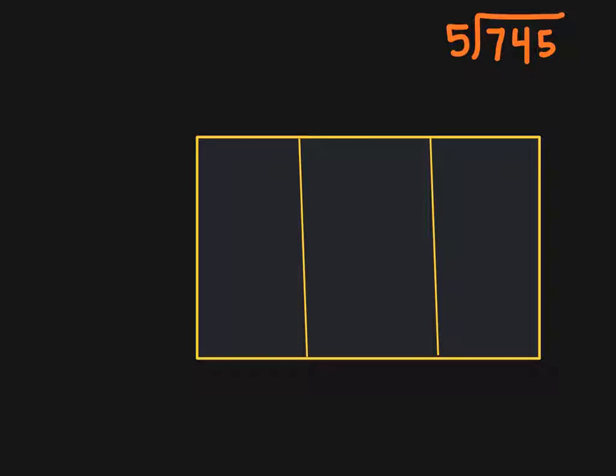All right, let's try another one. So now we have 745 divided by 5. So I'm going to put my 5 here because that's what we're dividing by. And I know that I'm looking for 745. That's what I'm going to put here in my first box.